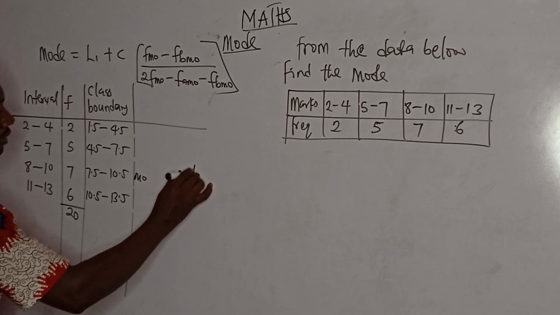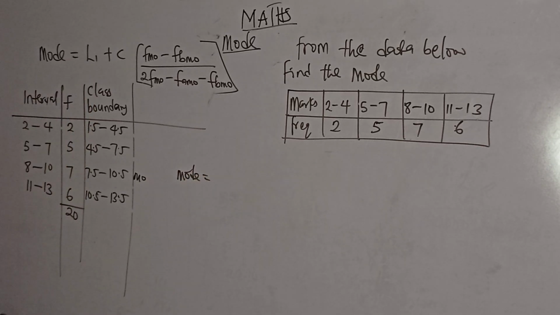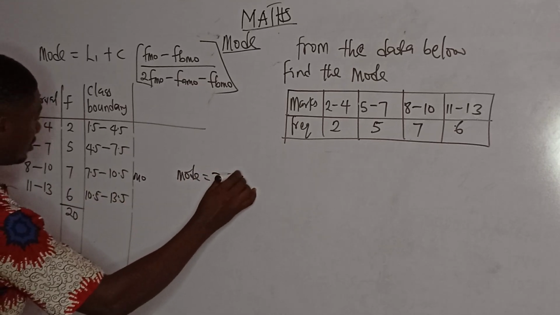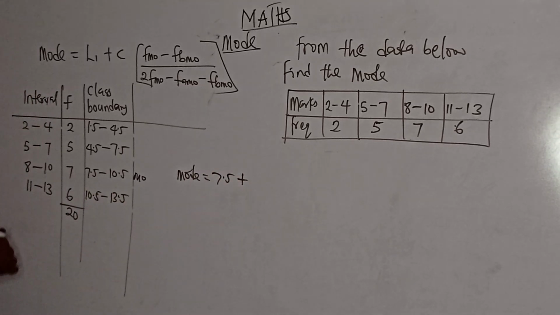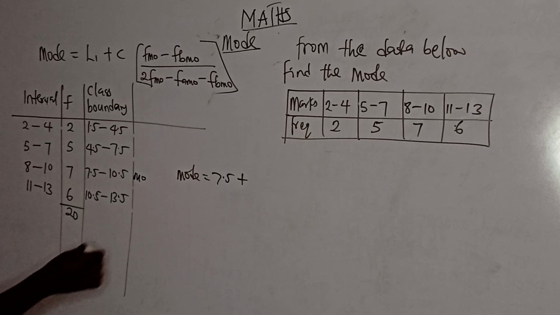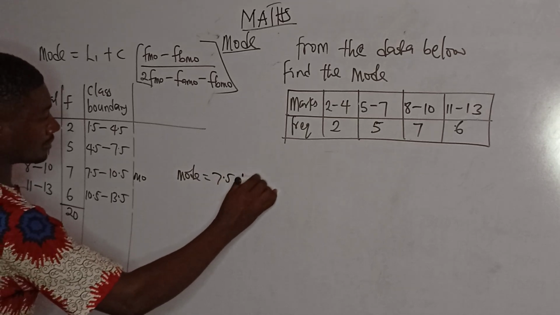Our mode will give us, first, the lower class boundary, which in this modal line is 7.5, plus class size. Our class size is got by subtracting the intervals vertically. Either you say 5 minus 2, which is 3, or 7 minus 4, which is still 3. 8 minus 5 is 3. 10 minus 7 is still 3. Make sure you subtract vertically, not horizontally. So our class size is 3.